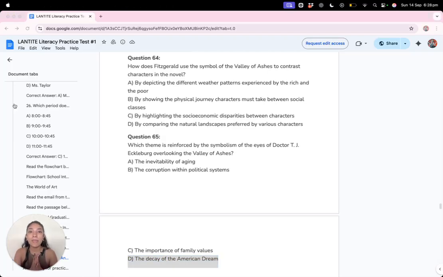Okay, everyone, we made it to the end of your practice LANTITE test for reading. I really hope that this helps. If you take the test and actually sit down and do it, you will get results time and time again from practicing these questions, even just using a timer to see how fast you can go and how much time you have left after you've done each question. It really does help in getting you prepared for the LANTITE test.